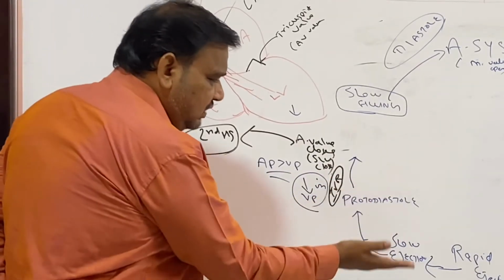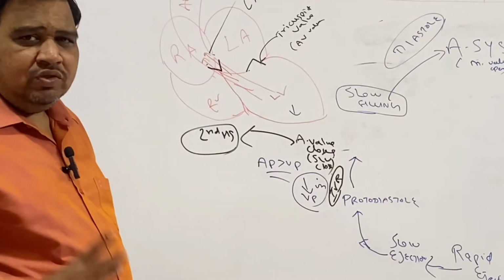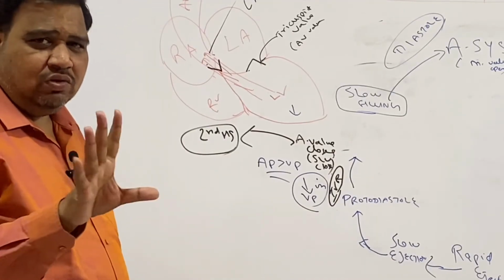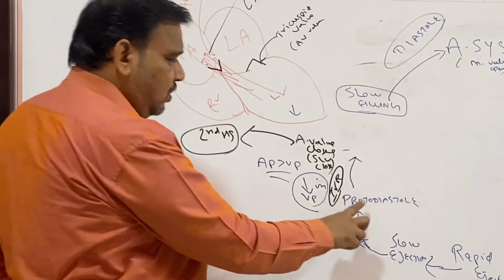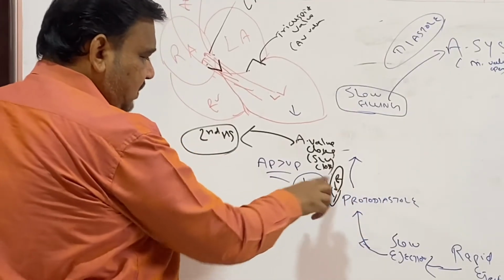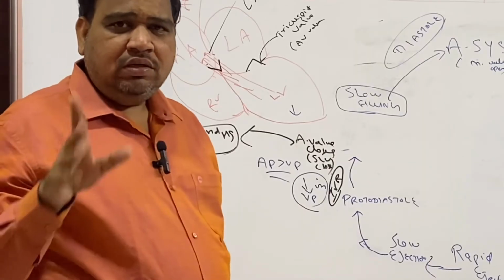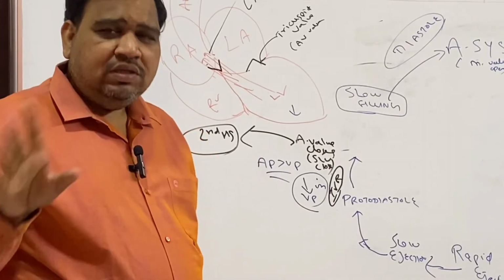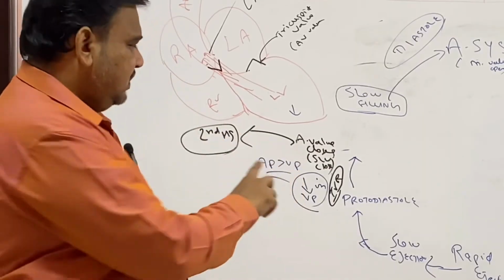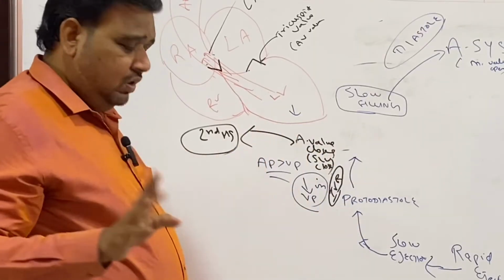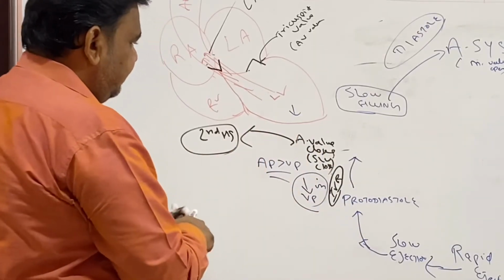So protodiastole phase is immediately after systole. So protodiastole, getting ready for the diastole, getting ready for relaxation. So protodiastole, then isovolumetric relaxation phase. So now the question is, the second heart sound is caused by closure of semilunar valves. Second heart sound occurs during which phase? Second heart sound occurs during protodiastole phase. Note it down.